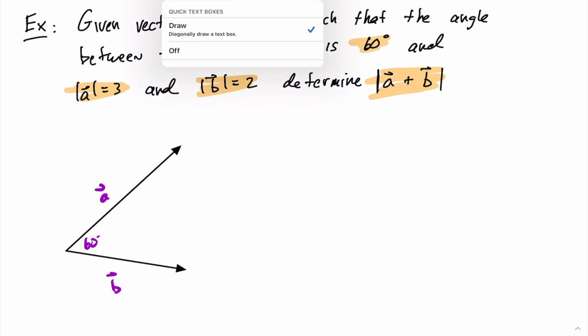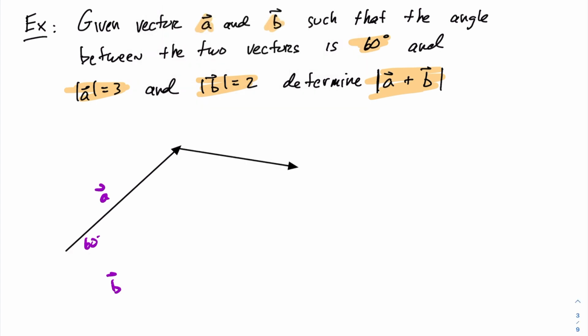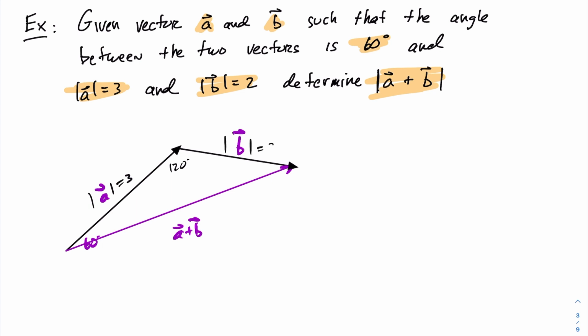Therefore, we're going to go ahead and move that vector B. We can label this vector B. We can now connect these two together, and this vector here will be vector A plus B. And now, as discussed, this angle here would then have to be 120 degrees. Now you'll notice I know the magnitude of vector A is 3, the magnitude of vector B is 2, and therefore we have a side angle side situation, so we can go ahead and use the cosine law.